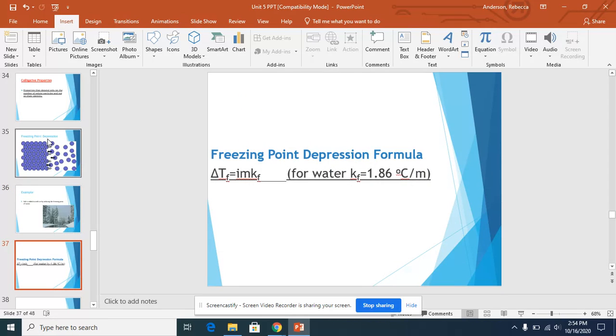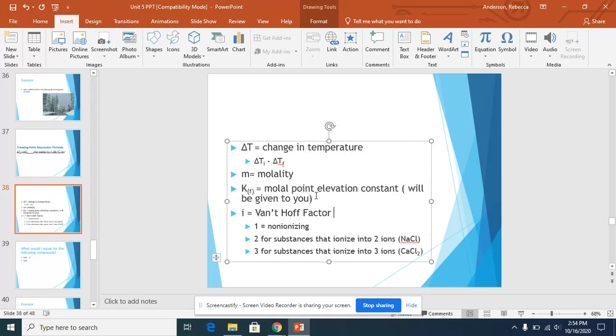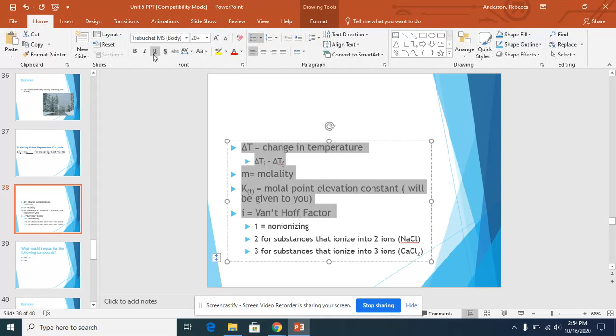So the formula for freezing point depression is delta Tf equals i m Kf. Now for water, Kf is always 1.86. K is a constant, which means it's the same no matter what you're talking about for that specific element, and that'll always be given to you. Okay, this is what all of the others stand for.